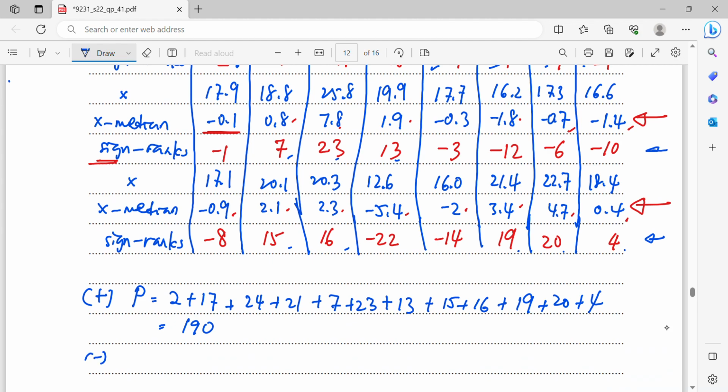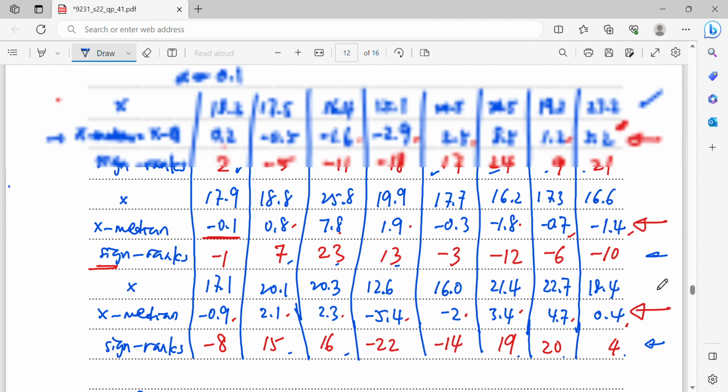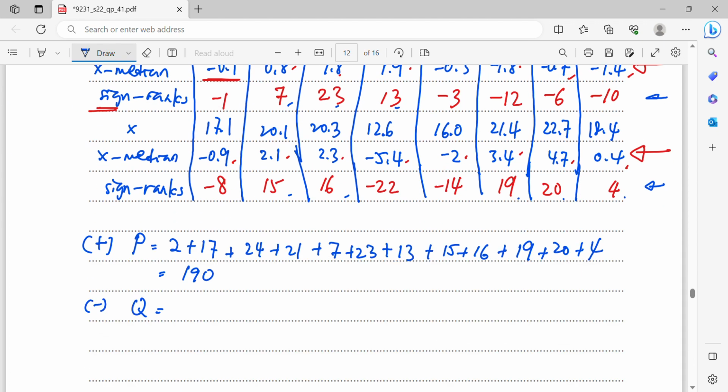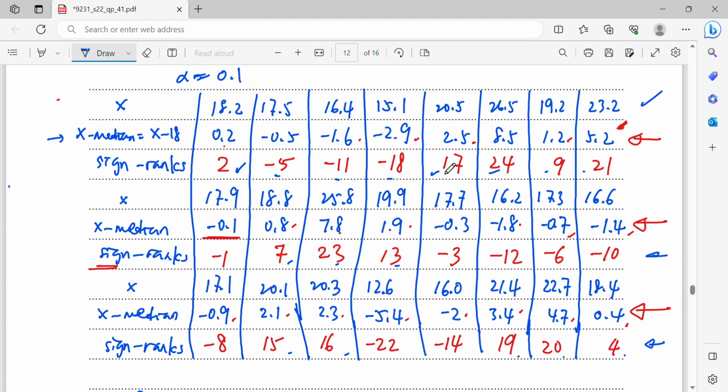Now we do it for minus sign. That is represented by Q. So the first one is negative 5, then next negative 11, negative 18. Oh, we don't write negative because it's already mentioned negative over here. So we will just take the absolute value. So 5 plus 11 plus 18. Okay, that's all for the negative sign rank. Then the next row, 1, 3, 12, 6, 10.